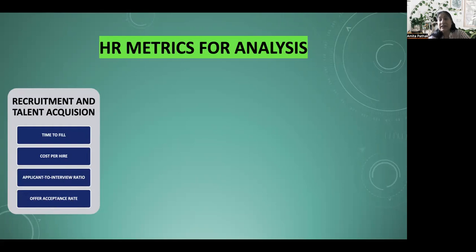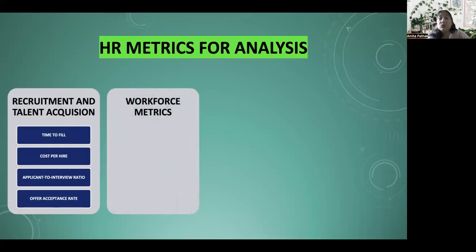All of these metrics have a certain formula. I am not discussing a formula here. The reason is that it's not easy to understand at this level, but when we cover HR metrics specifically, then we will cover the recruitment and talent acquisition metrics and how to calculate them. So this is just here for knowledge, on what type of metrics we can take care of to do that type of analysis. Then comes workforce metrics.